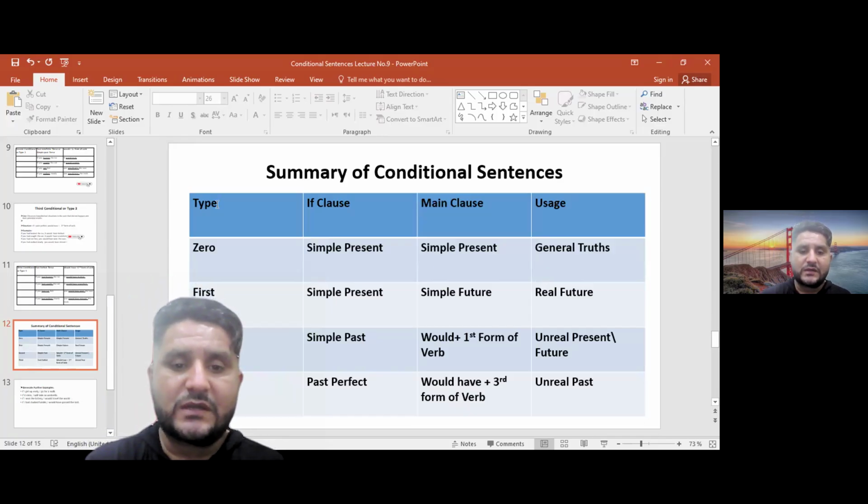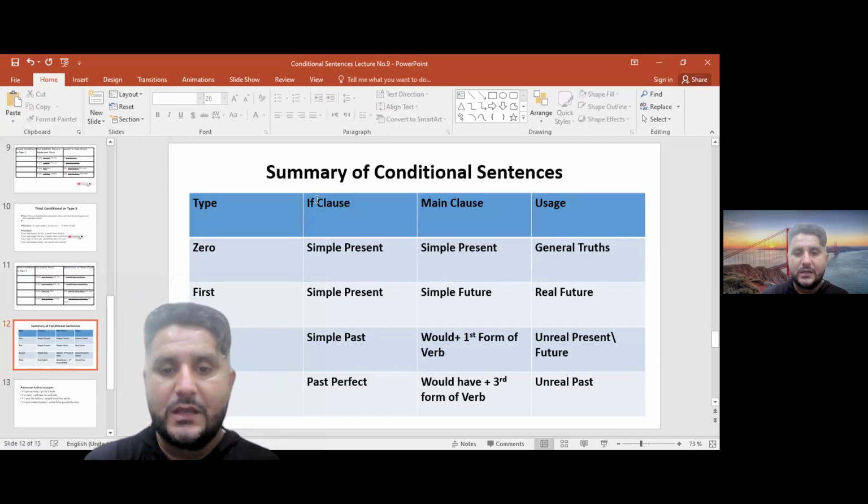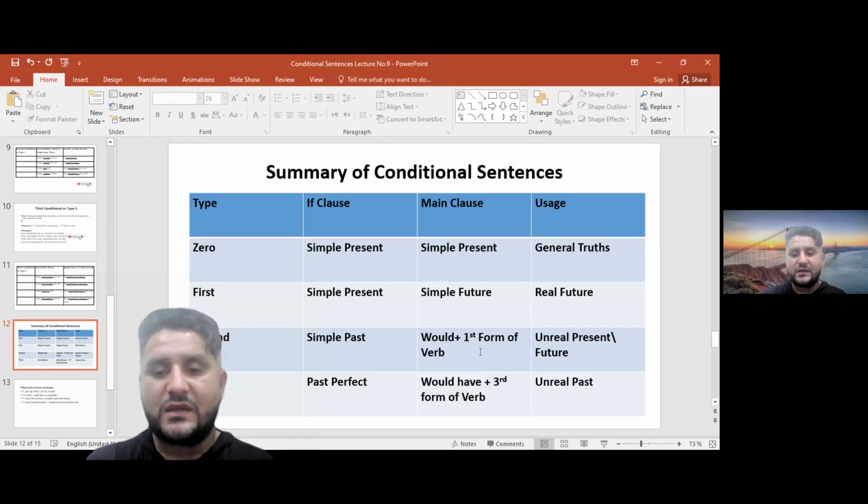Then we move towards the summary of conditional sentences. First of all, we have the table: type 0, first, second, third. Type 0: the if clause is in the simple present, the main clause is in the simple present as well, and it's used for general truths. First type: the if clause is still in the simple present but the main clause is in the simple future, and it's used for real future. Second type: the if clause is in the simple past and the main clause is in would plus first form of verb, and it's used for unreal present or future. Third conditional: the if clause is in the past perfect and the main clause is in would have plus third form of verb, and it's used for unreal past.